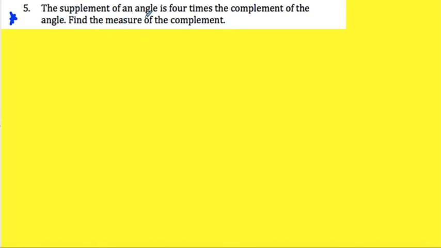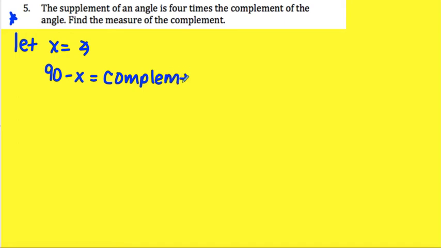So it says the supplement of an angle is 4 times the complement of the angle. Find the measure of the complement. All right, well, I suggested that when you do these, you make sure you write your let statement. So I'm going to let x equal the angle, and then 90 minus x equal the complement of the angle.